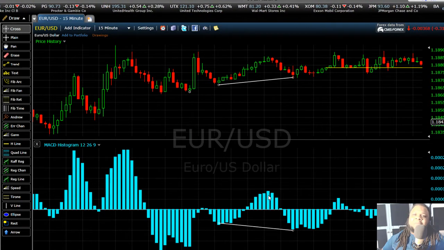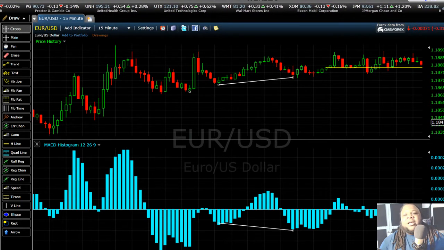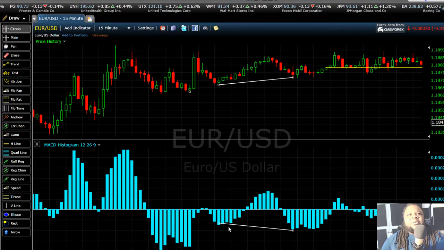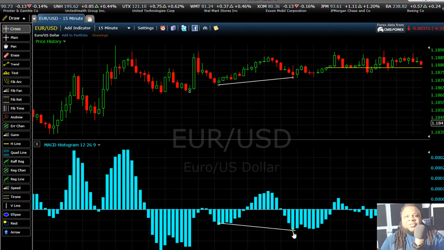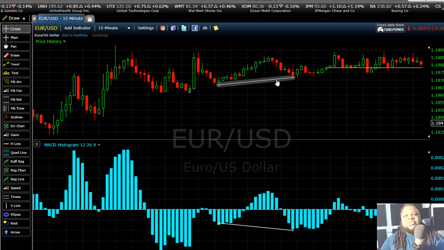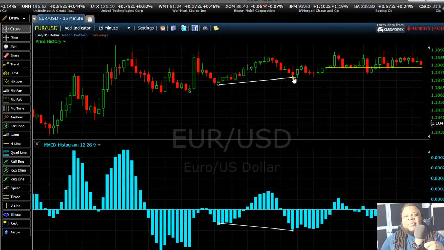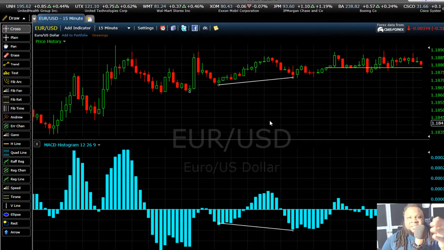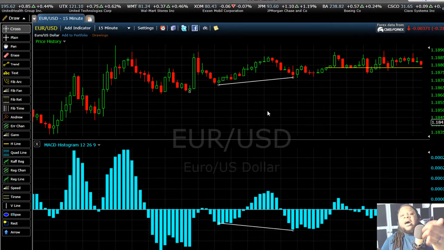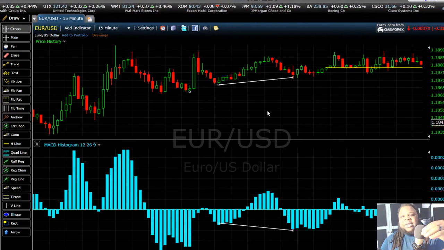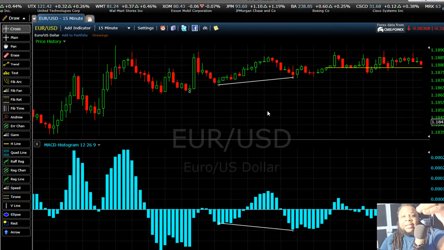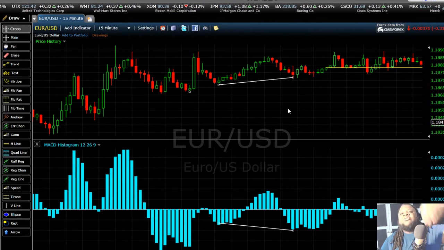I just made that word up, so don't steal it. But the point that I'm making is if you see on the MACD that this is going in a downtrend, but you see on the charts that this is going on an uptrend, this is just an indication of a higher low, which means that the market is more than likely in an uptrend and that it will continue to go up.